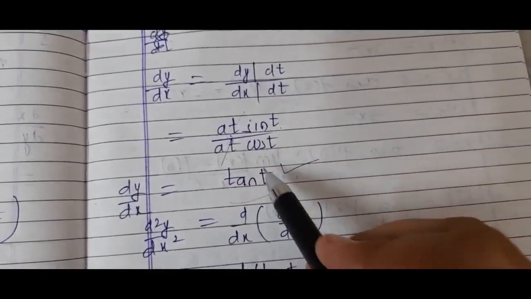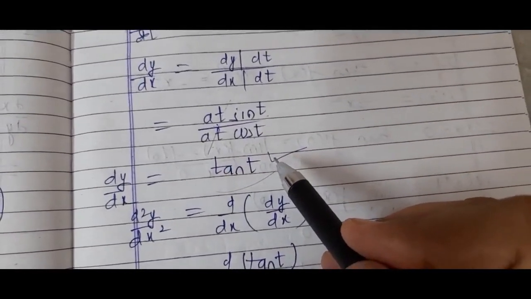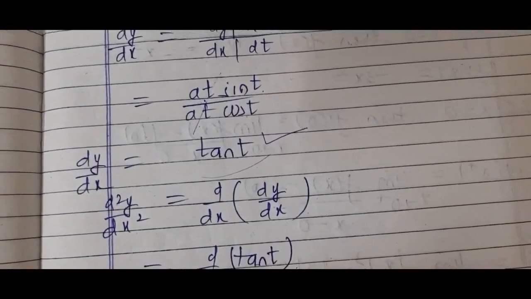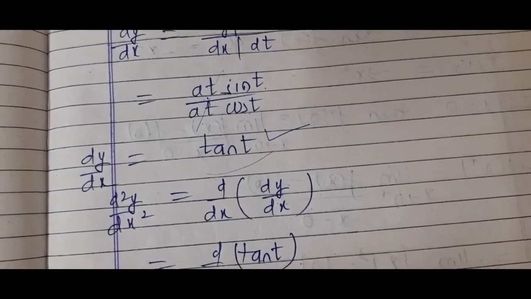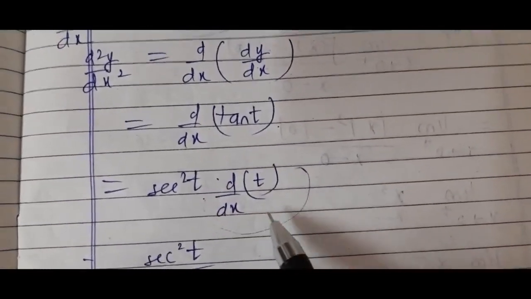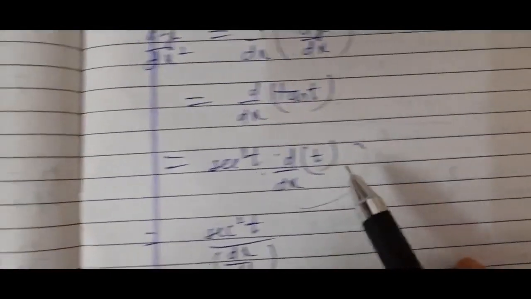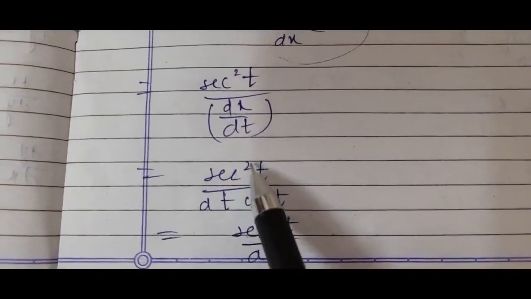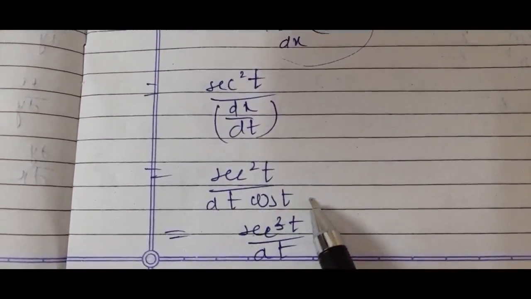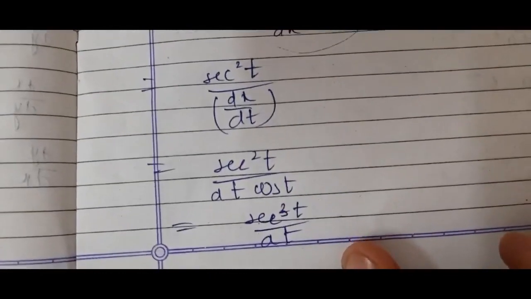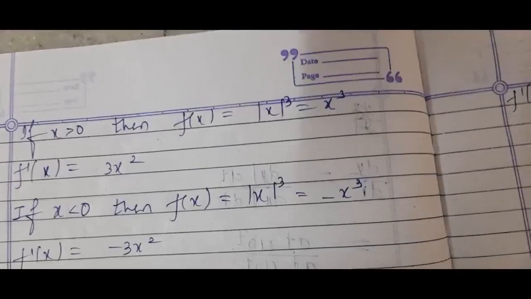Now we will differentiate again because we have to find y2, that is d square y by dx square. So differentiation of tan t is sec square t into dt by dx, but dt by dx has a value from equation 1, which is 1 upon at cos t. So we get sec square t upon at cos t, that is sec cube t upon at. Okay, this is our answer.